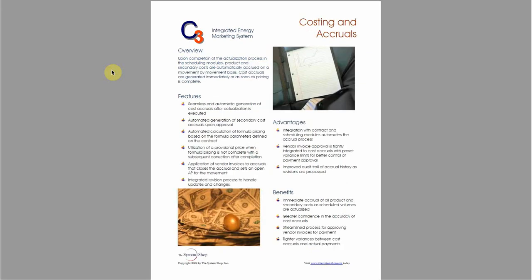Costing and accruals. Similar to customer invoicing, but on the purchase side, where we're having an automatic generation of cost accruals after the product is scheduled and actualized, automatic generation of secondary cost accruals, formulas are calculated, utilization of provisional prices similar to customer invoicing, and then an application of vendor invoices against those accruals that closes the accrual and sets an open accounts payable that gets sent to the accounting system. Again, an integrated revision process to handle updates and changes to this.